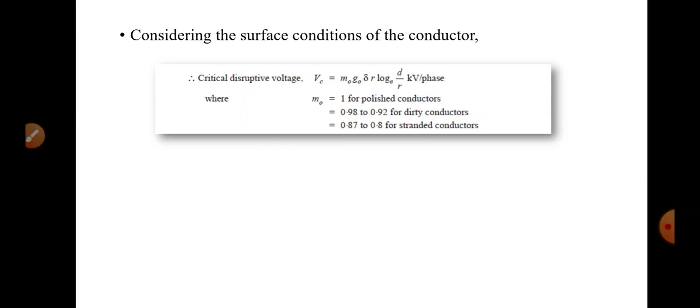where m0 is equal to 1 for polished conductors, that is for polished smooth conductors we do not have to consider m0 because its value is 1, and for dirty conductors its value is given by 0.98 to 0.92, and for standard conductors 0.87 to 0.8. So considering the surface conditions, m0 value changes.